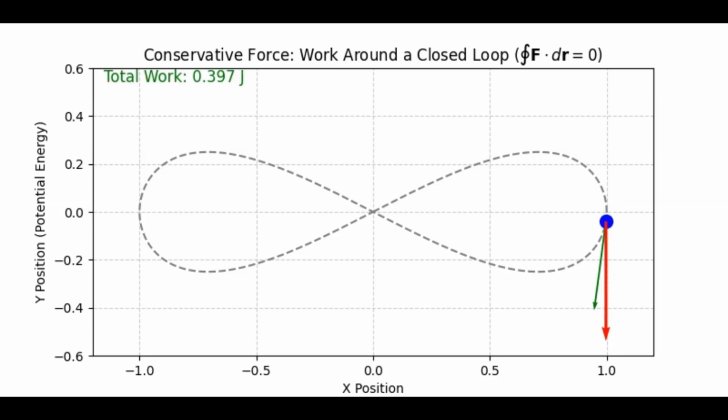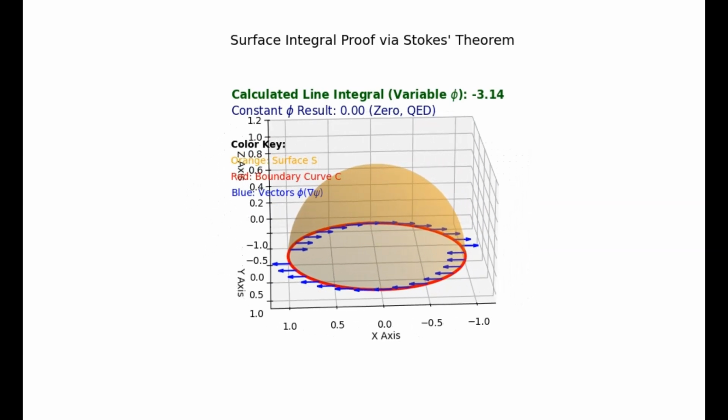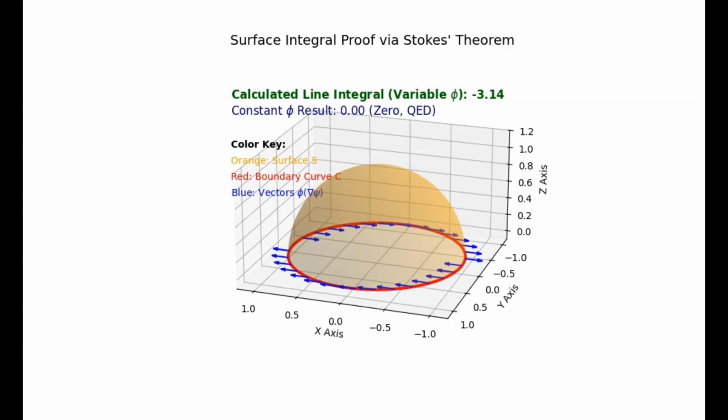The variable scenario. If the field is changed so that its value varies along the rim, this symmetry is shattered. The blue arrows shift, the balance is lost, and the central green arrow grows, representing a non-zero result. Real-world physics. The no free lunch rule.